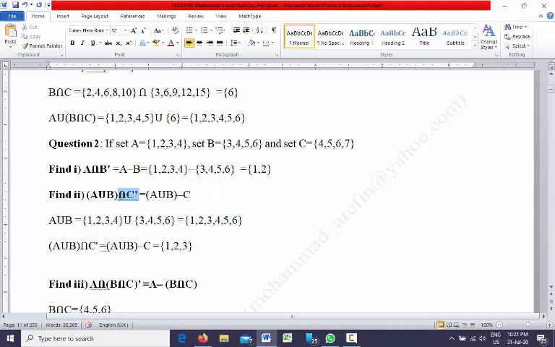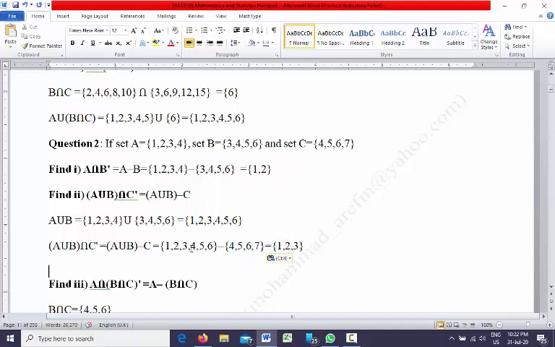Now A union B, C prime means from A union B we will remove C. C prime means we will remove C. So this is A union B, and from A union B we will remove C. This is C.